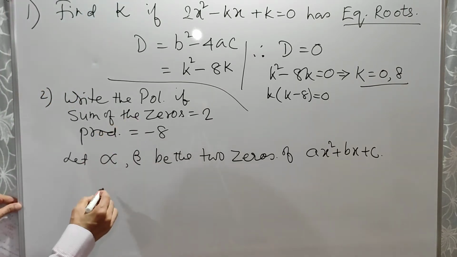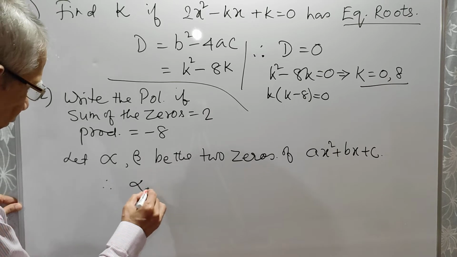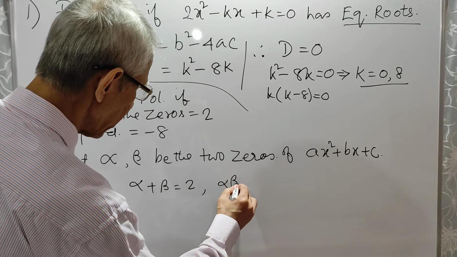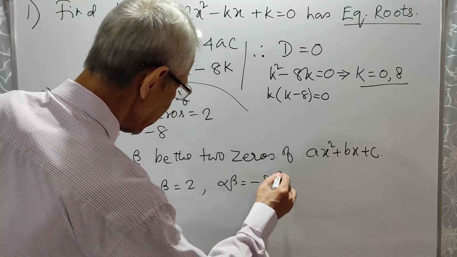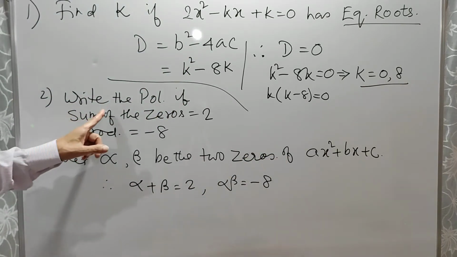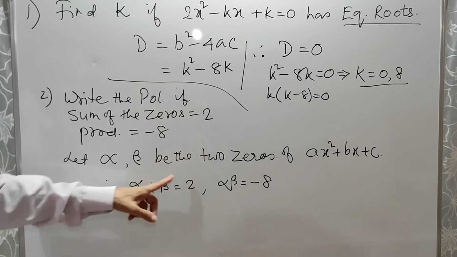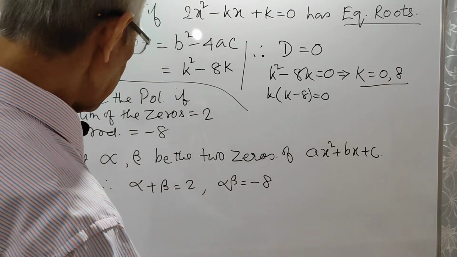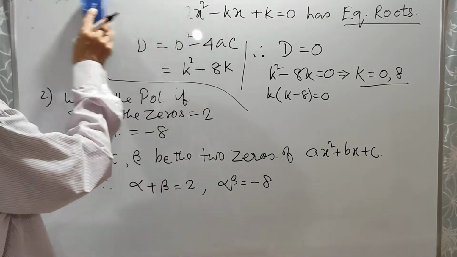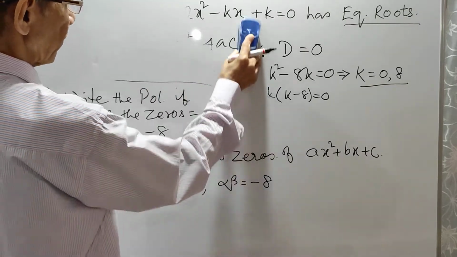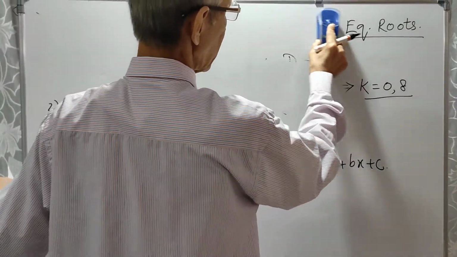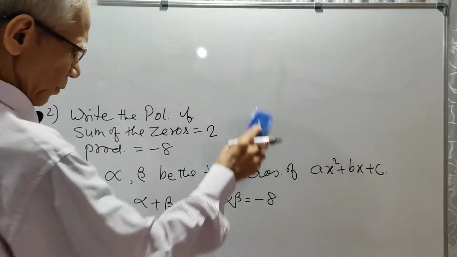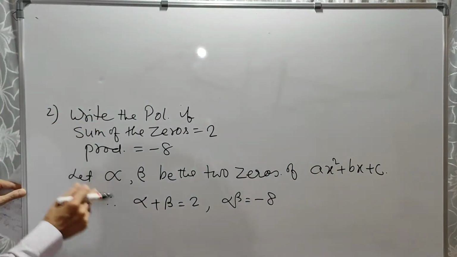So according to the condition, alpha plus beta equal to 2 and alpha beta equal to minus 8. So according to the question, the sum of the zeros alpha plus beta equal to 2 and the product of the zeros alpha beta equal to minus 8. Now the sum of the zeros is minus b by a and the product of the zeros is c by a. So that is the concept.